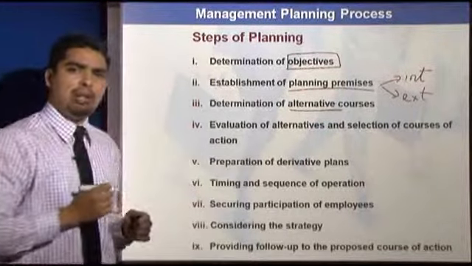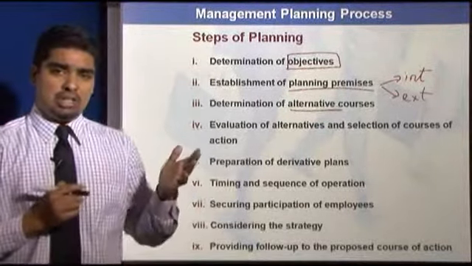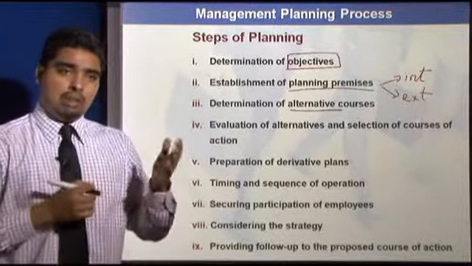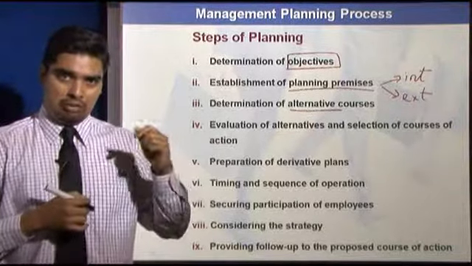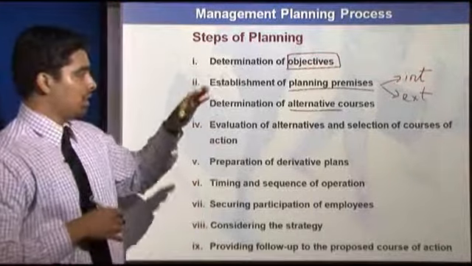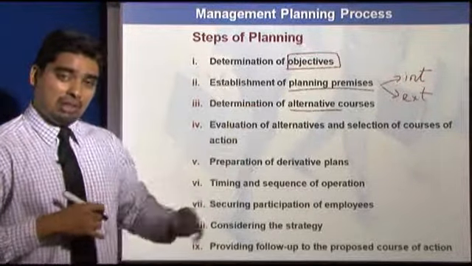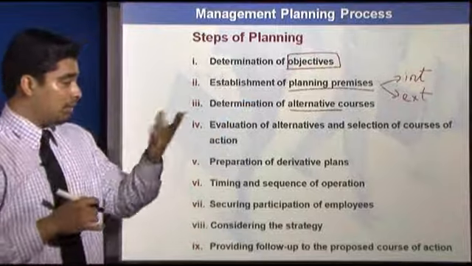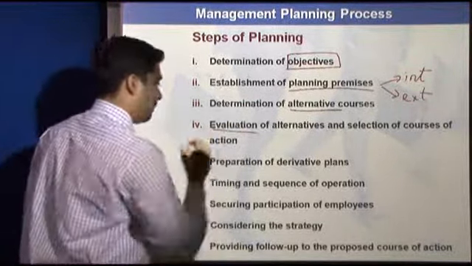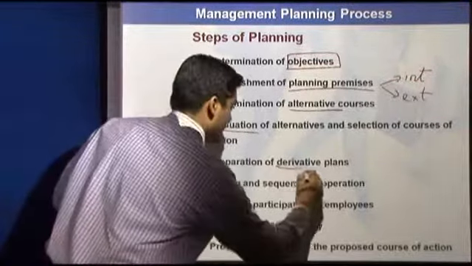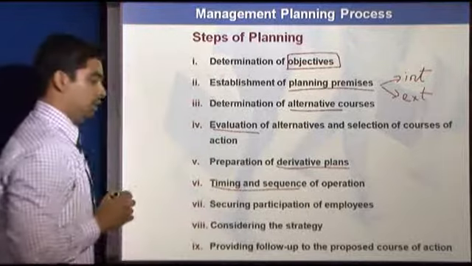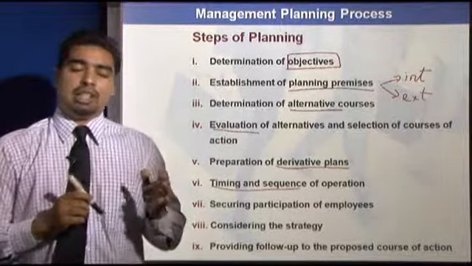Now another critical thing is alternatives. Have you heard of plan A and plan B? Every organization develops a set of options, a set of plans, A, B and C. What do we do if plan A goes wrong? You use plan B or plan C. So you first not only develop a plan, but you develop plans, which means that you have alternatives, and then once you have alternatives, you choose among them, you evaluate, then you actually look at derivative plans, and then timing and sequence of operations. So these are sort of things that are involved in a plan.